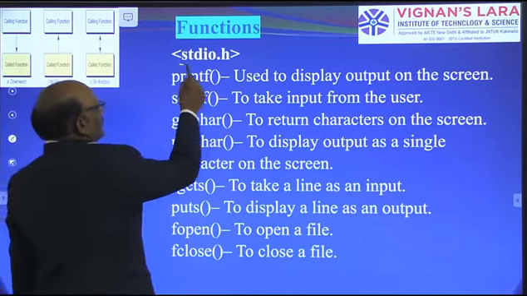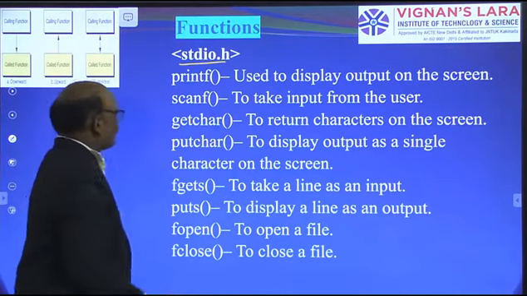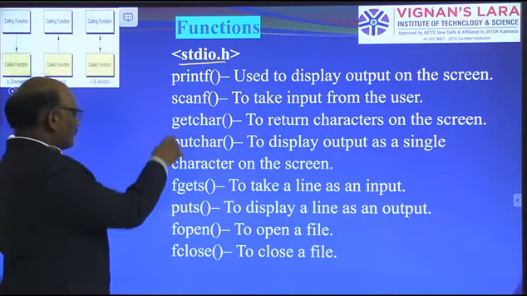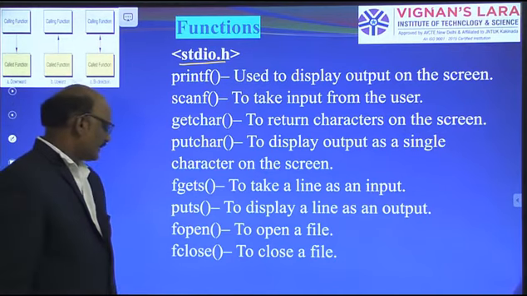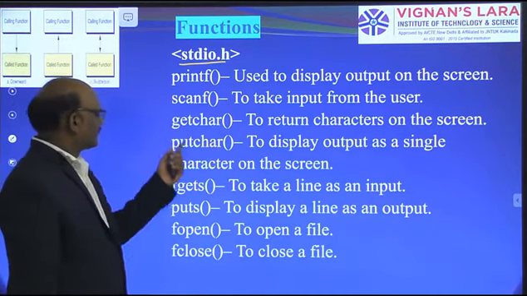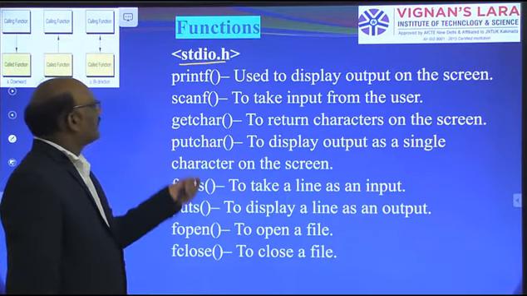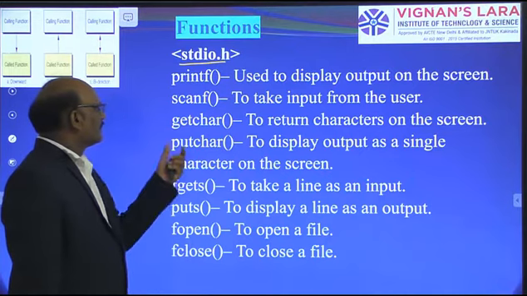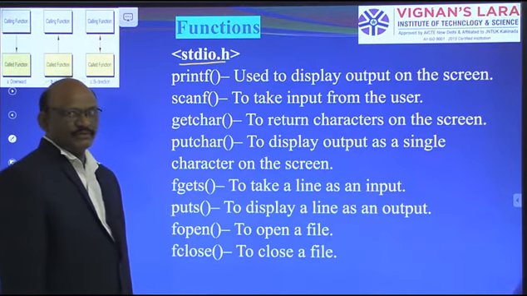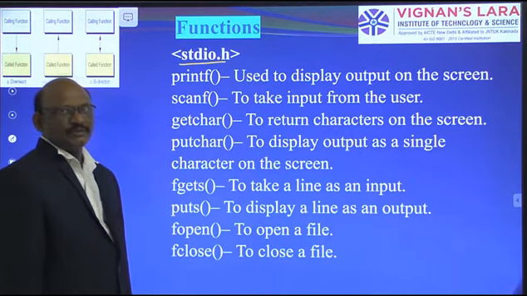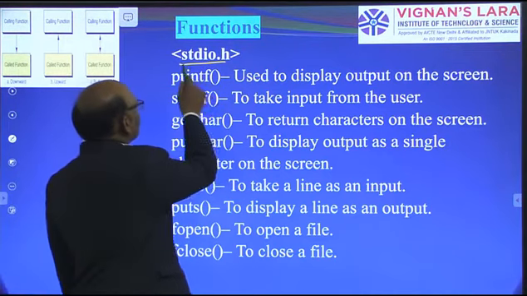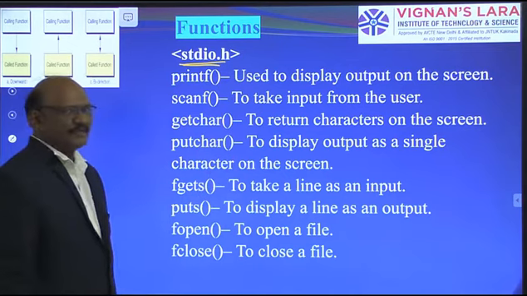Now coming to stdio.h, this header file consists of the following library functions. All these library functions are declared and defined in this header file. We can just call them whenever we want to use them. There is no need to declare them and no need to write the definition for those. These are the library functions which are defined in the header file stdio.h.